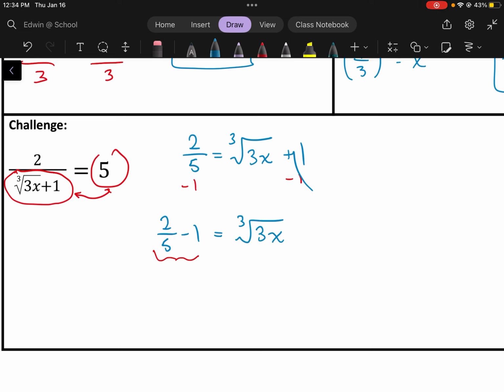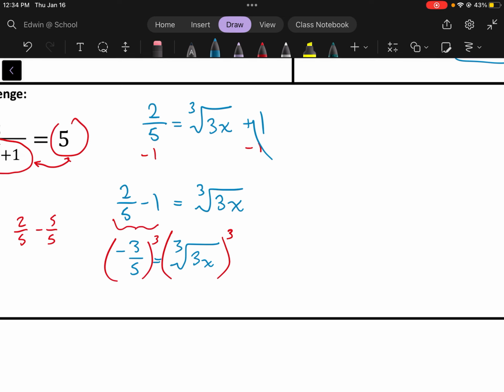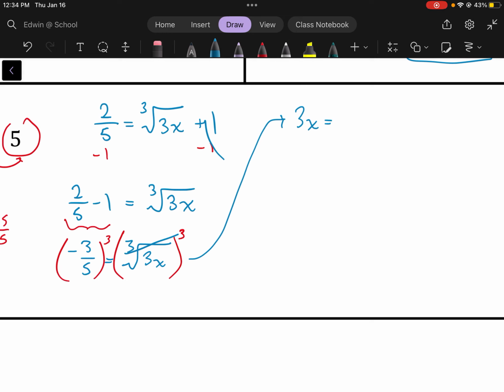Because that canceled out the 1 at the end. So this actually is going to be something. If I write it in red over here, we got 2/5 minus 5 divided by 5. Go back to 5th grade fractions. So that means in total we have -3/5 is equal to cube root 3x. From this point, the radical is isolated, meaning we want to cube both sides. It's going to cancel out that. So we're going to end up with 3x is equal to -3 cubed divided by 5 cubed.